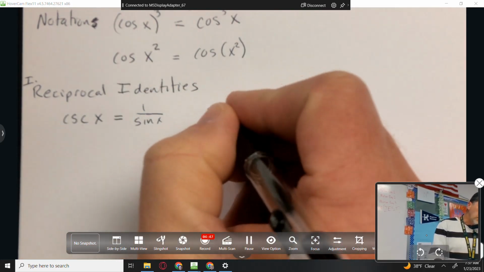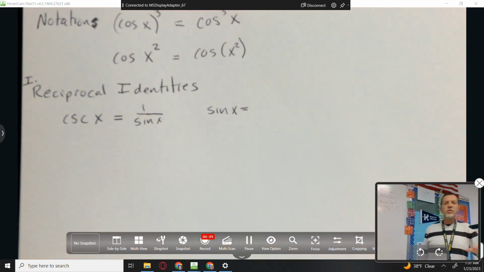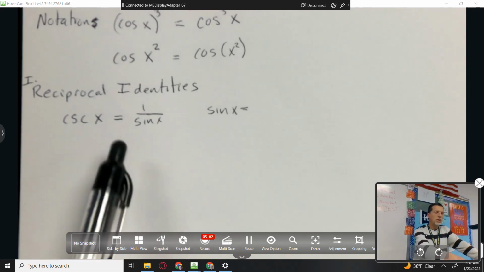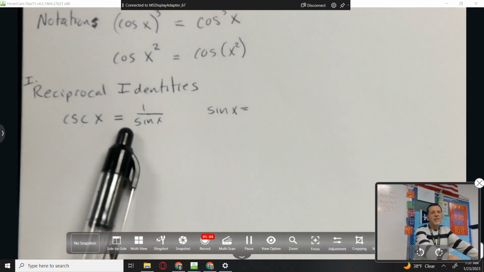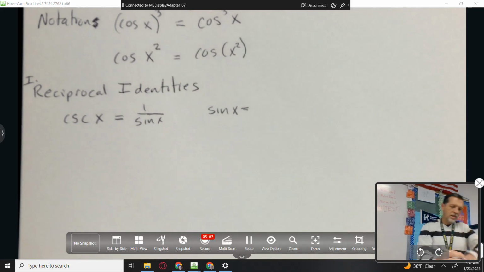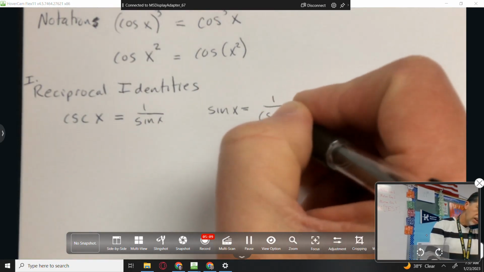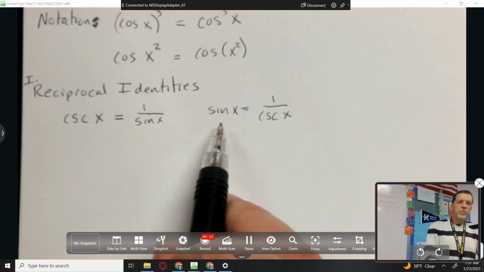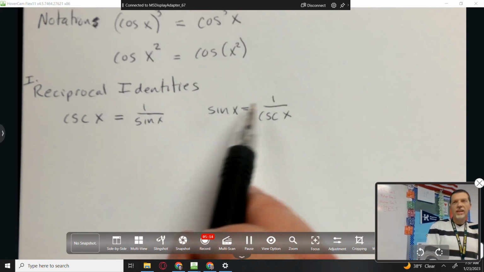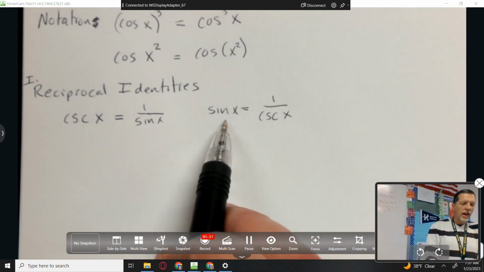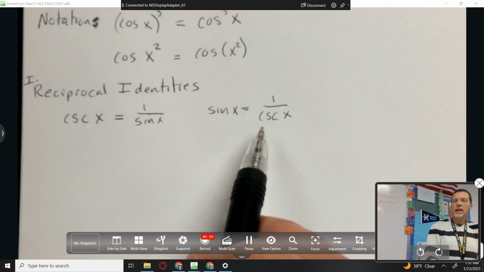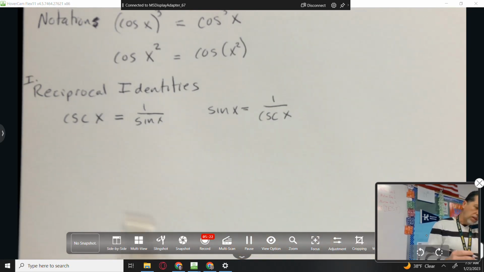What we probably don't think about, it's true, but we don't use it very often. If cosecant is one over sine, then sine is, if you rearrange this formula, one over cosecant. Now, it would be pretty rare that you would use this, because why would you replace sine with something that's doubly more complicated? But it's a true statement.